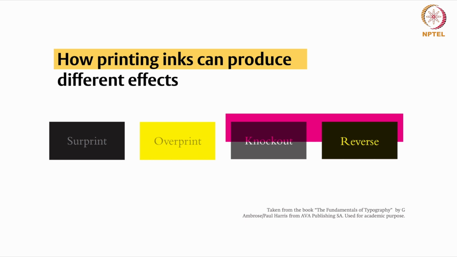Now in a physical setup, printing ink can produce different effects depending on how it is used. For example, a superprint uses tints of the same colors to create texture. The first example is visible on the screen. So you have the same color tints which have been used to print on a darker tone, and because of that there is a contrast.